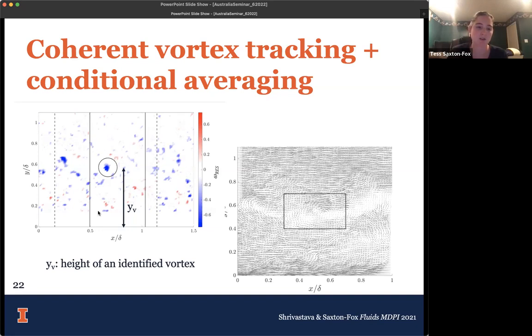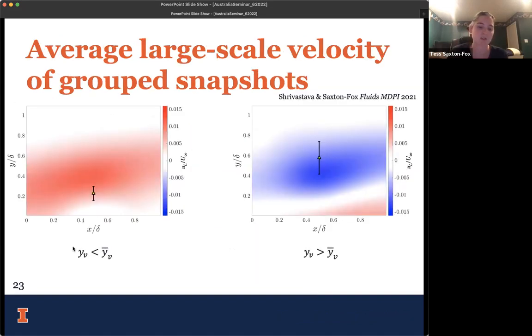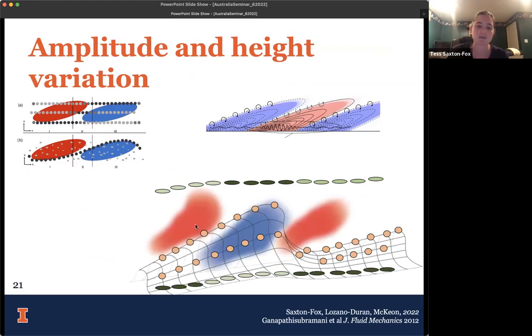So if we averaged all the flow fields that were associated with coherent vortices that were sufficiently strong and near to the wall in the average height, then we got back a large scale positive. And if we averaged all the snapshots that had a coherent vortex that was far from the wall, we got a large scale negative structure. So this is consistent with what we would expect, but it also goes back to the suggestion that in some cases, at least, there might be a height variation component with particularly strong coherent structures.